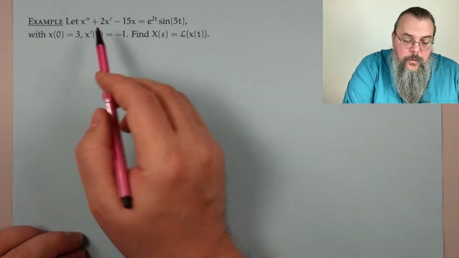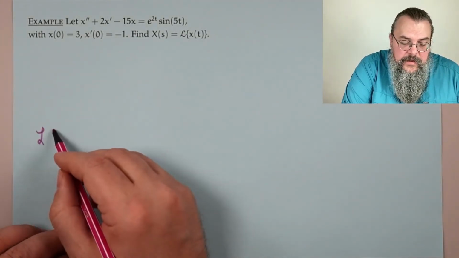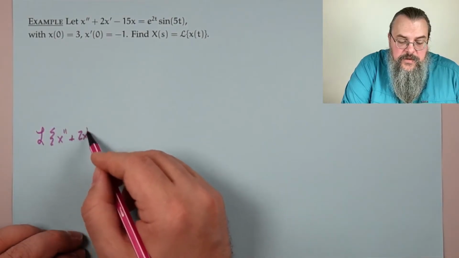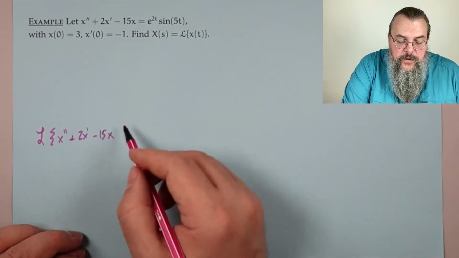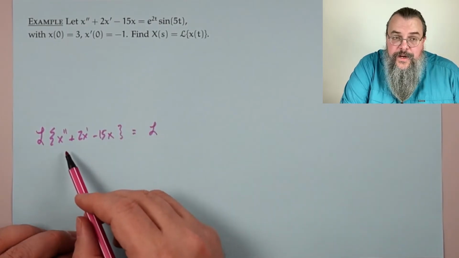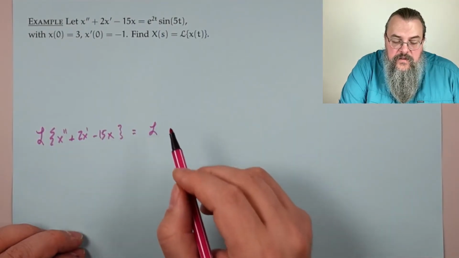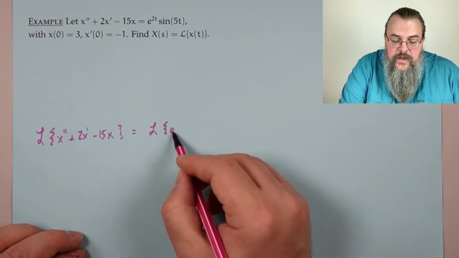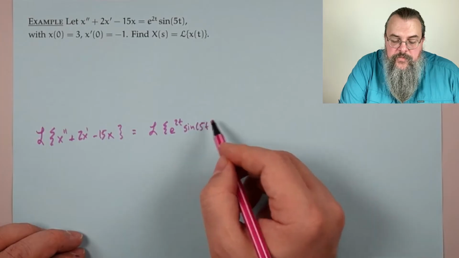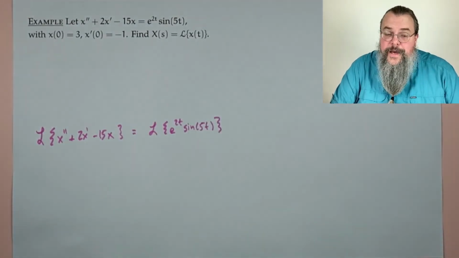So, two things are equal, and if two things are equal, that says that when we put them into the machine, the machine being the Laplace transform, those will be equal. So we can say the Laplace transform of x double prime plus 2x prime minus 15x is equal to the Laplace transform of e to the 2t sine of 5t. All right, so we're going to be going off of that.